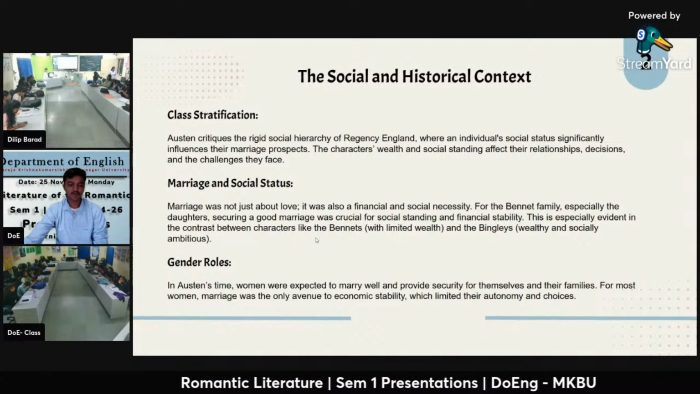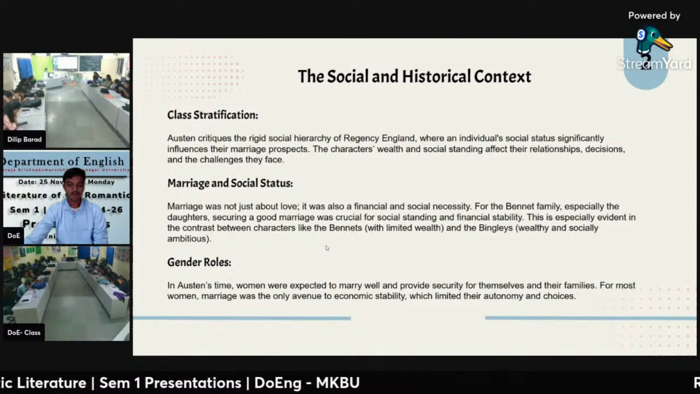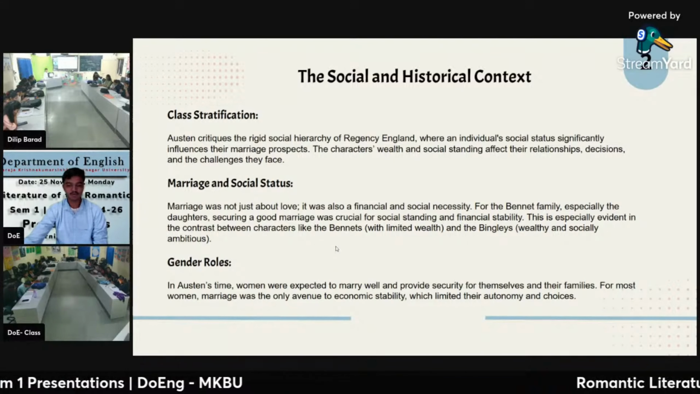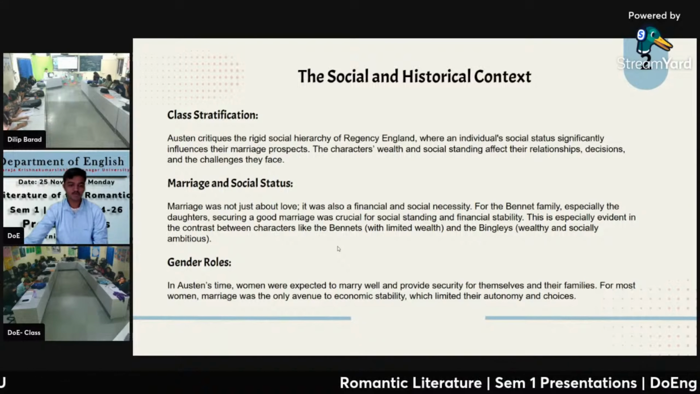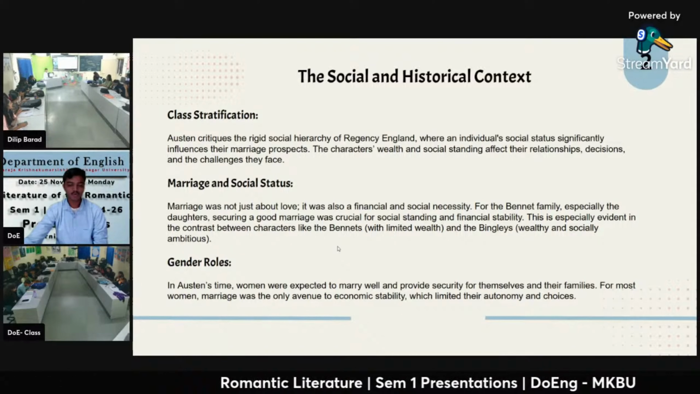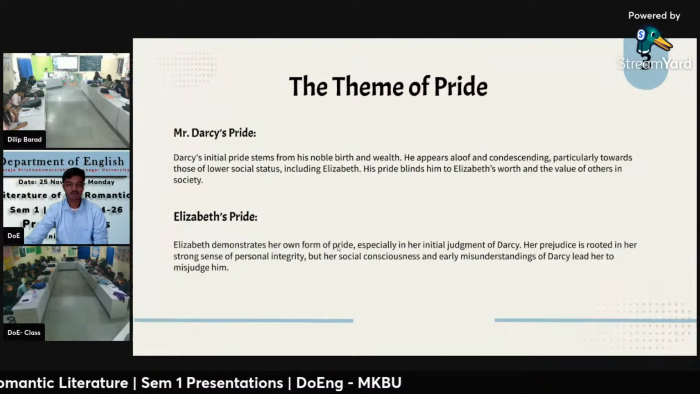ambitious. Now, gender roles. In Austen's time, women were expected to marry well and provide security for themselves and their families. For most women, marriage was the only avenue to economic stability, which limited their autonomy and choices.